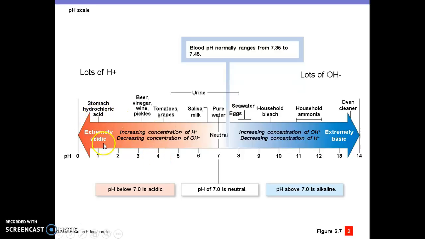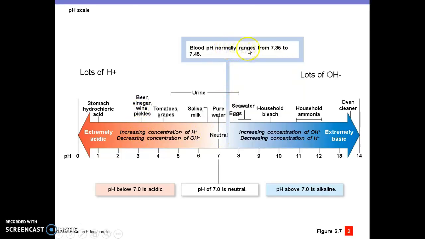Hydrochloric acid is extremely acidic. Foods are slightly acidic. Household cleaners, like bleach and ammonia, are basic. Bases are slippery. Acids are tart, such as vinegar or pickles.